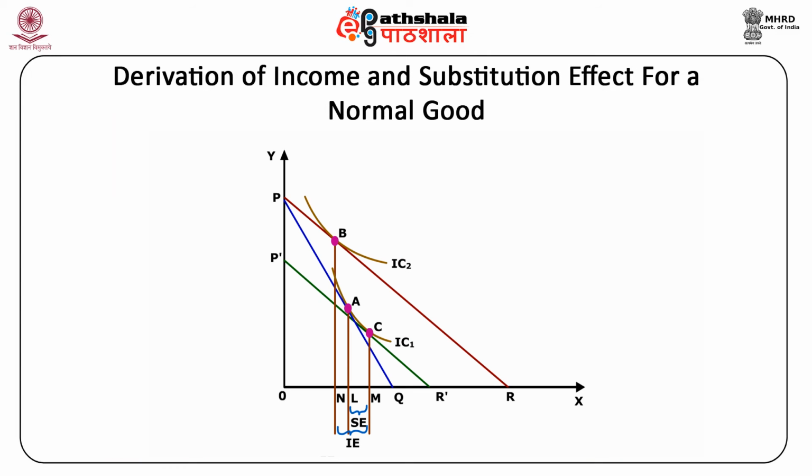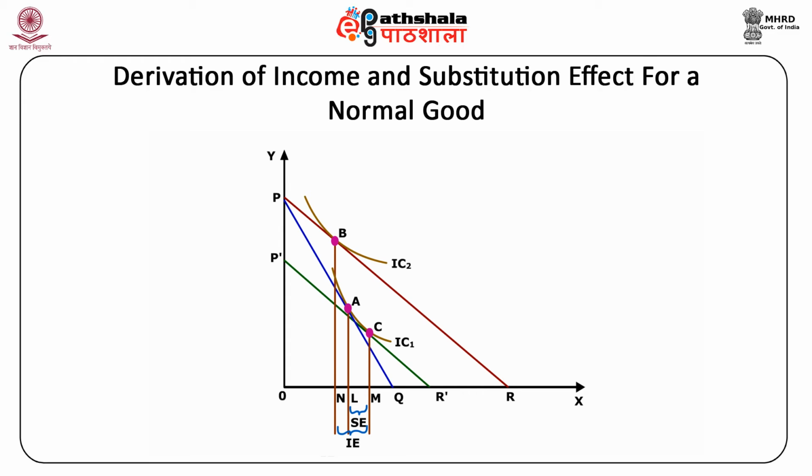The substitution and income effect of a price change is illustrated in the figure. With the given money income and prices, the consumer's equilibrium is shown at point A, where the indifference curve IC1 is tangent to the budget line PQ. With a fall in the price of commodity X, ceteris paribus, the budget line swivels to PR and the new equilibrium is achieved at point B. This decrease in price of X results in an increase in the real income or purchasing power of the consumer.